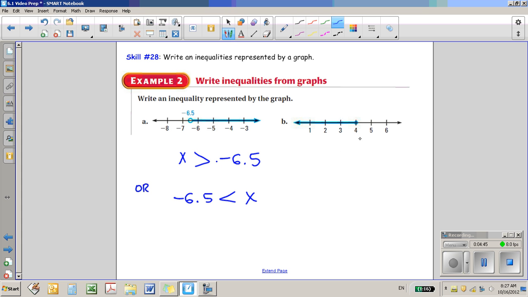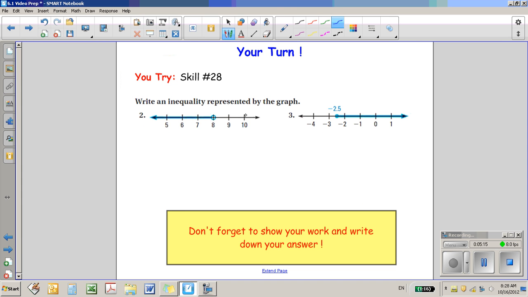So here x is larger and here x is larger, so make sure that it's consistent. So for B, it is a filled in circle, so we have to have an equal sign in our inequality, and x will be less than or equal to 4, or I can say that 4 is going to be greater than or equal to x. So here, 4 is going to be the larger quantity because the solutions are going to be over here, so anything less than 4. 4 is going to be the largest number. So either one of those two is fine. Okay, so pause the video and try this one, and make sure to write down your answers.